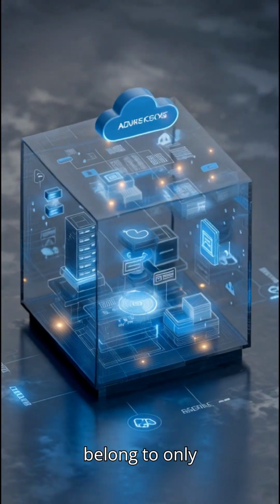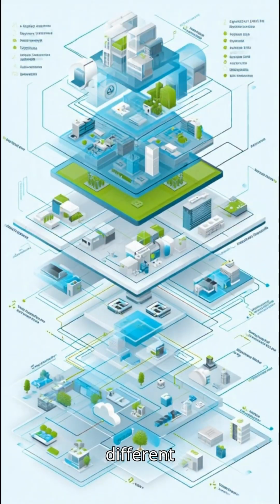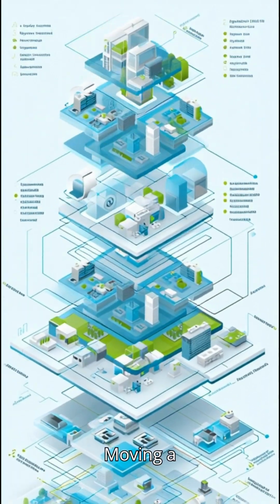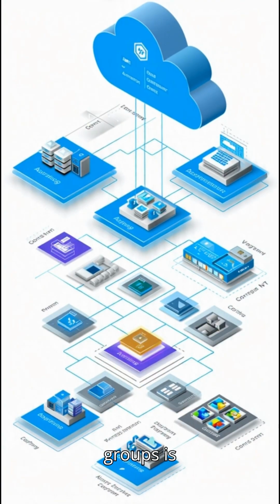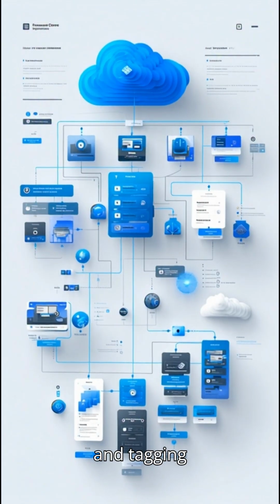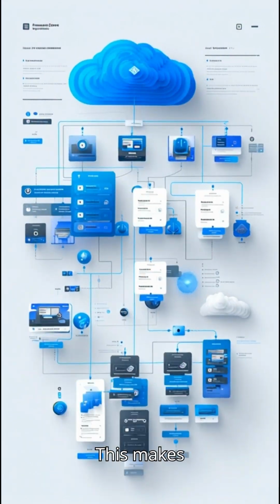Key rules and concepts. Some important rules to remember. A resource can belong to only one resource group. A resource group can contain resources from different Azure regions, but the resource group itself is created in a single region. Moving a resource between resource groups is possible, but not always supported for all services. Also, naming and tagging are best practices. Use tags like environment, prod, owner, cost center. This makes governance and reporting much easier.